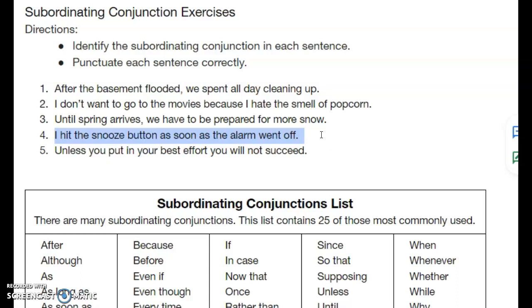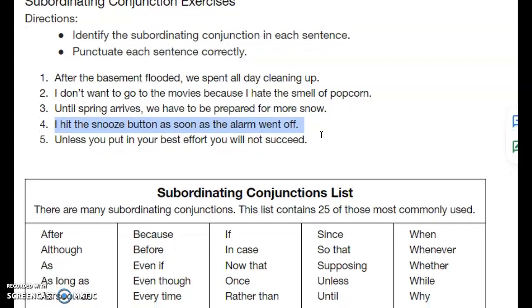Number 4, I hit the snooze button as soon as the alarm went off. What is the subordinating conjunction in this sentence? I'll give you a hint. It's more than one word. All right, did you find it? As soon as? As soon as is our subordinating conjunction. Sometimes words have to work together to create a part of speech. This is one of those situations.